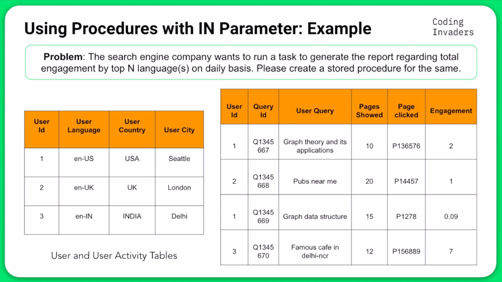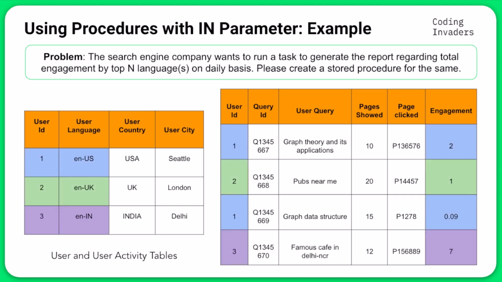What they want is the total engagement by top N languages. For that, we have to join the two tables and find the total engagement, which we have done previously using a stored procedure. But the question is they want the top N language. Out of the total, they want either top 1 or top 2 or anything. That is up to the input. Let's take top 1.